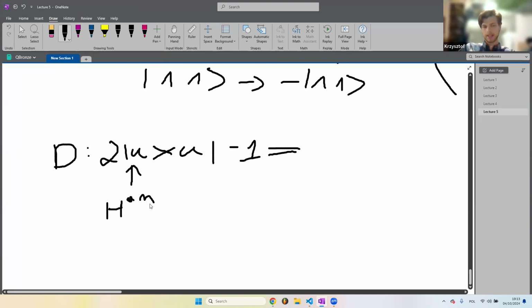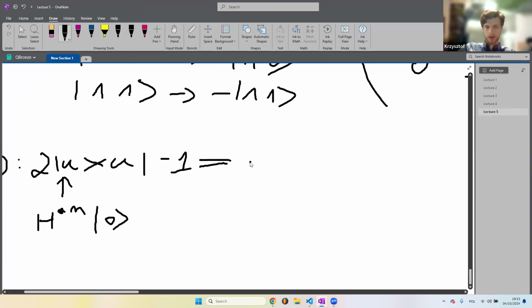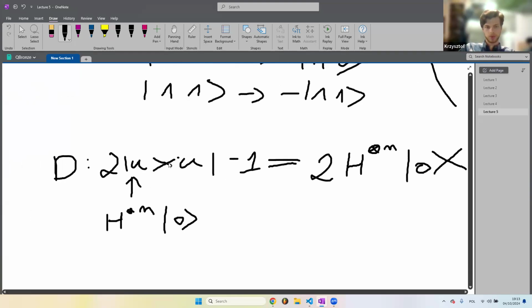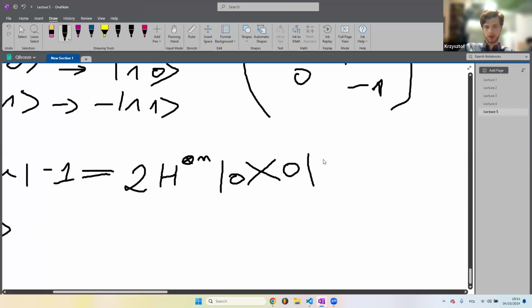We apply the Hadamard n times because we have n qubits. Hadamard applied n times to the 0 operator. So therefore, I will write 2 Hadamard to the tensor power n, 0. And if I want to do the bra of this, I just need to reverse the order. So I have now Hadamard applied n times after, and also minus the identity matrix.